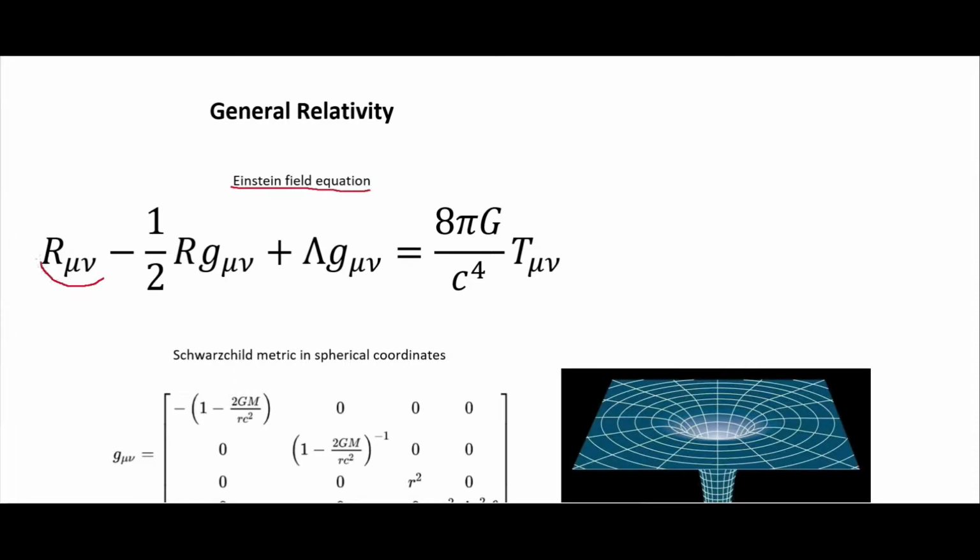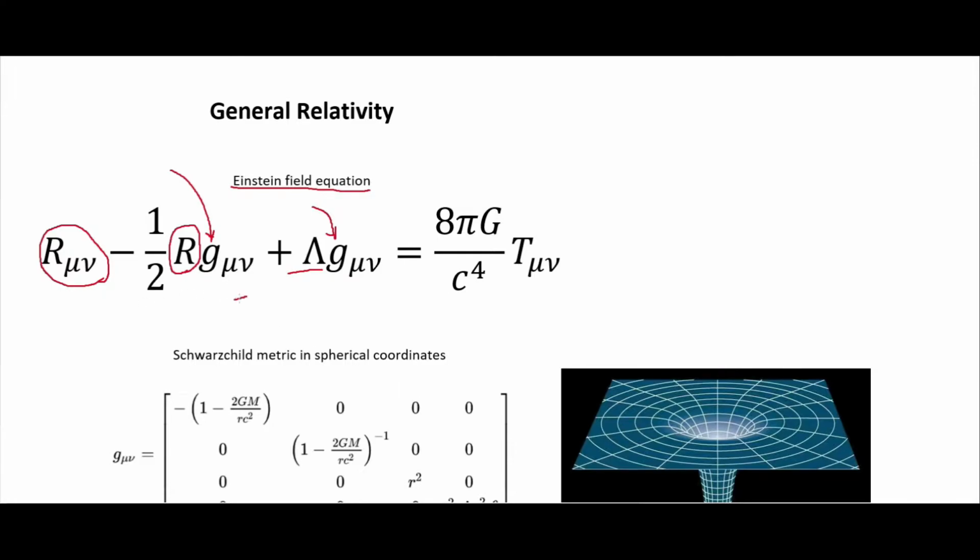So this R here is the Ricci tensor, which is a rank 2 tensor. This R here is the Ricci scalar, which I will also talk about in this video, and the Christoffel symbols that are actually found from this G here, which is the metric tensor. Same with this G here. This uppercase lambda is actually the cosmological constant, and that has to do with dark energy.